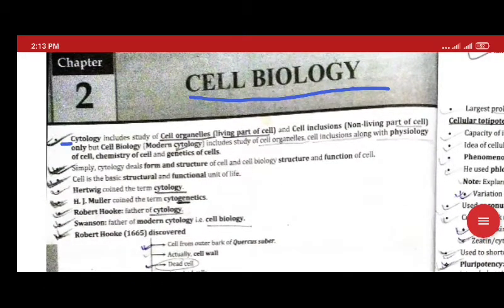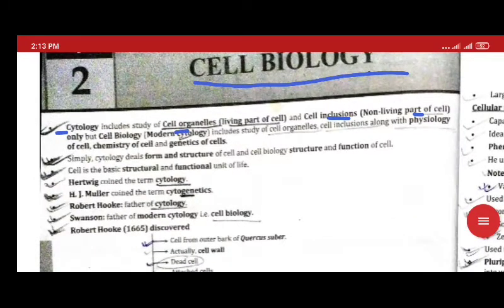Cytology. Cytology includes cell organelles and cell inclusions. Cell organelles are the living part of the cell. Cell inclusions are the non-living part of the cell. In modern cytology we should remember this: it includes both cell inclusions and cell organelles, that is the living and non-living parts of the cell, along with physiology, meaning how the cell performs metabolically, the chemistry of the cell and the genetics of the cell.